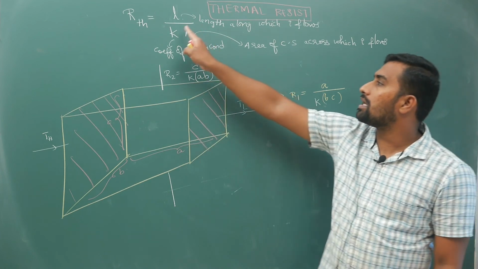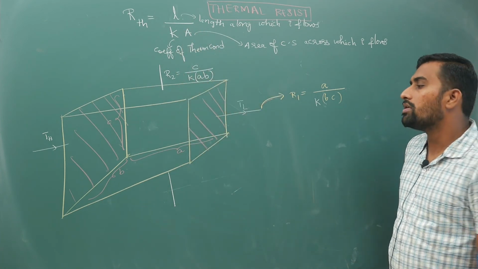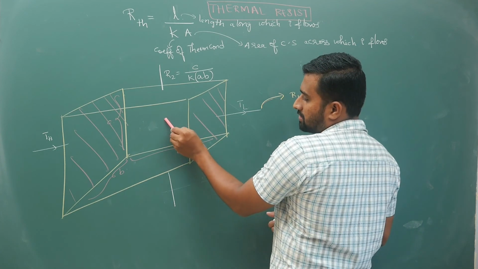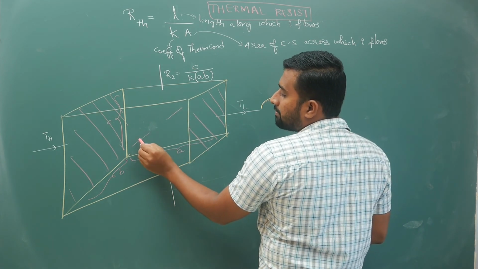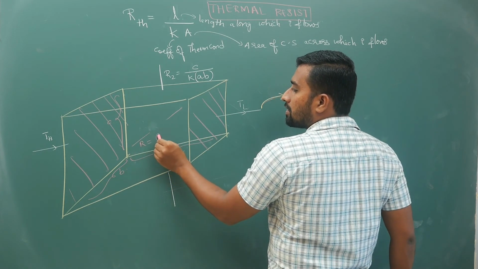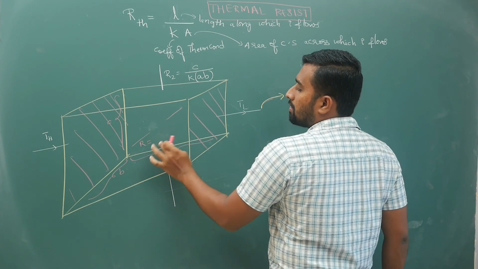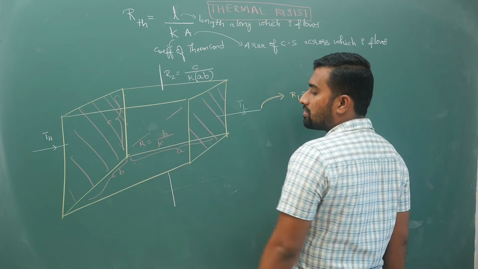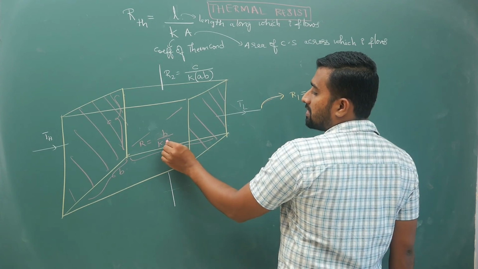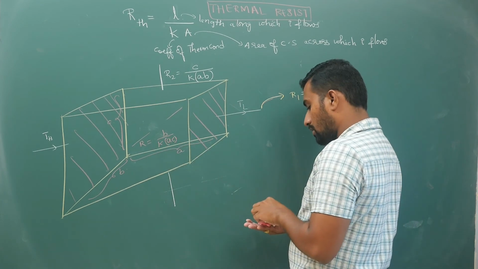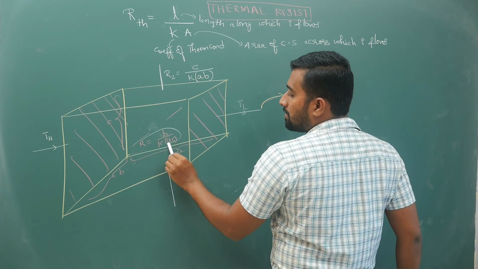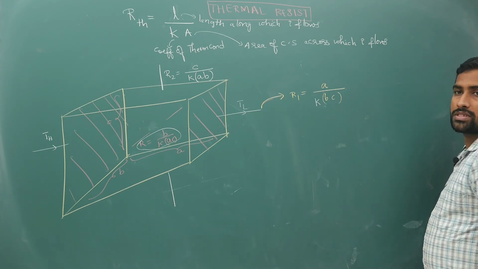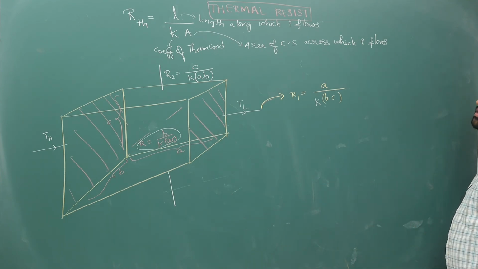R is equal to L by K into A, thermal conductivity into area. Now if you are doing the same for the front and back face, your R will be rho times your length, sorry, length is B here, by K times area of cross section. How much is the area of cross section? It is A into C. So you are going to get B by KAC, that is length by coefficient into area of cross section.